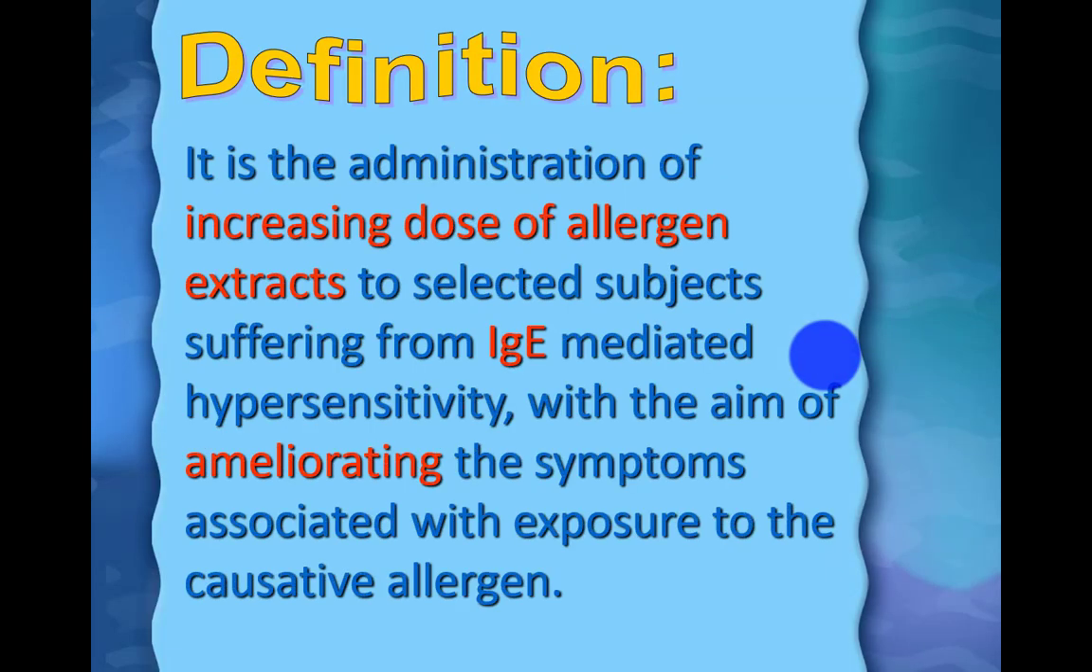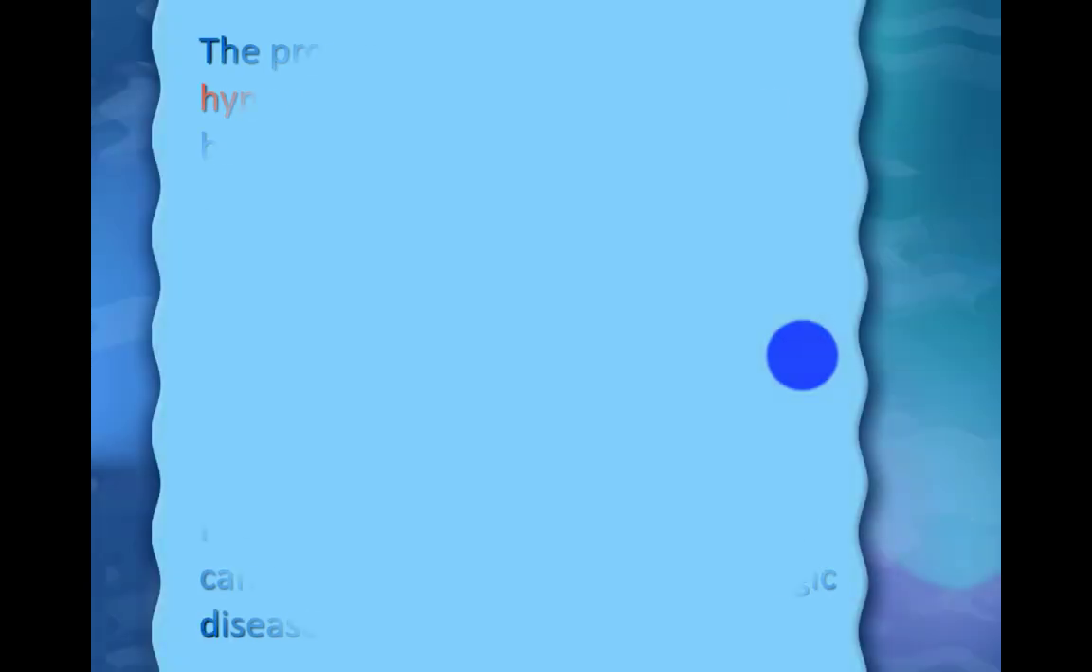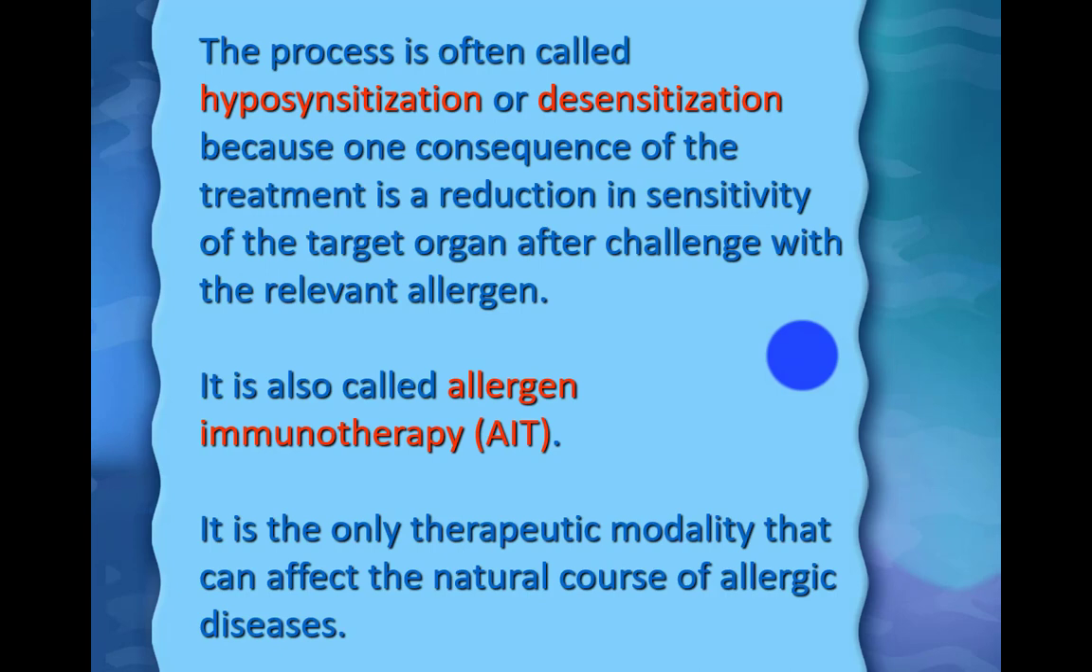Allergy desensitization. Definition: it's administration of increasing dose of allergen extract to select subjects suffering from IgE mediated hypersensitivity with the aim of ameliorating the symptoms associated with exposure to the causative allergen. The process is often called hyposensitization or desensitization because one consequence of the treatment is a reduction in sensitivity of the target organ after challenge with the relevant allergen. It's also called allergy immunotherapy.